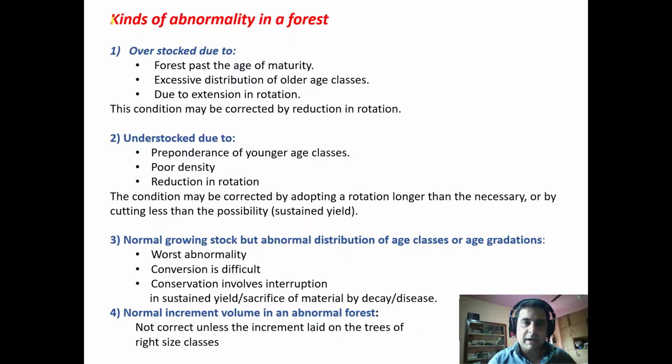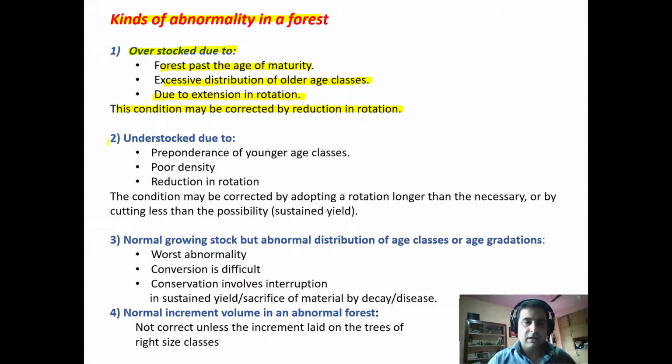Now there are some kinds of abnormalities in a forest. A forest may be overstocked. Why? It may be overstocked because the forest has passed the age of maturity and we have not felled it, so it's an abnormal forest. There is excessive distribution of older classes. You already know that the higher age classes put on higher volume than the lower age classes. So there may be excessive distribution of older age classes which is giving an abnormality to the forest, or we have extended the rotation that is already prescribed. Now how are we going to overcome this overstockedness? This condition may be corrected by reducing the rotation. We have to reduce the rotation.